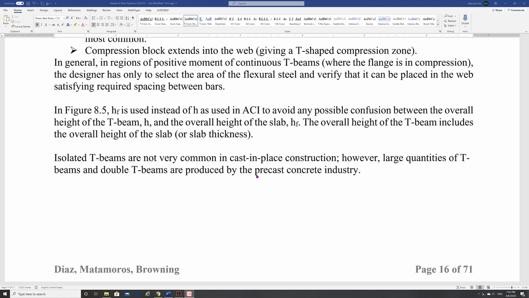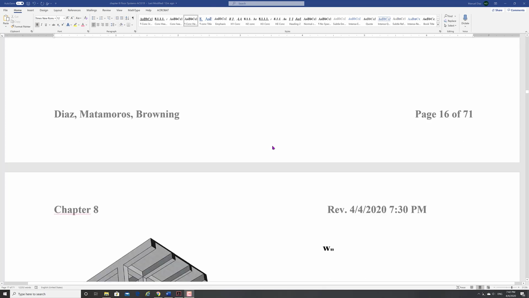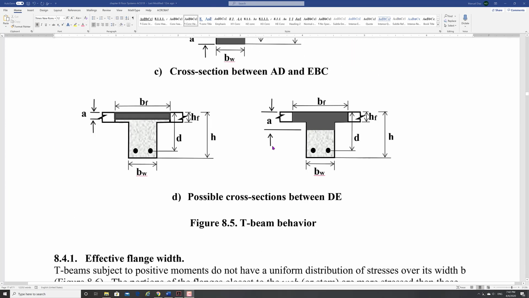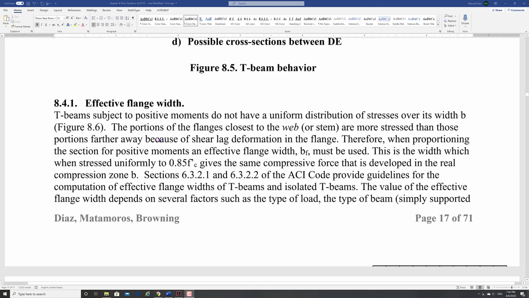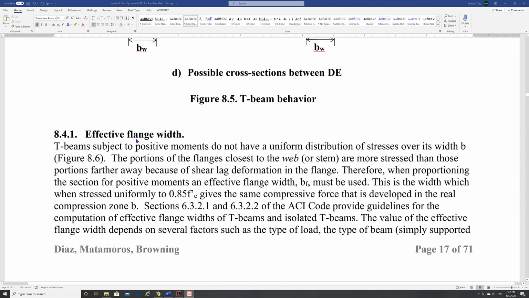Those are more typical of precast construction, so we're not going to talk much about them. But that's another type of T-beam. So, effective flange width. Remember, we haven't done that. In the previous problems that we did, I gave you the formula. You already had the b sub f given.